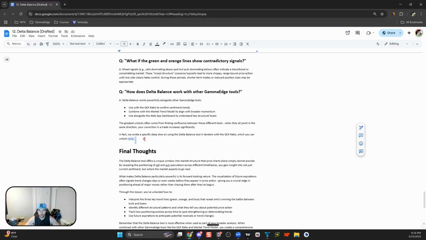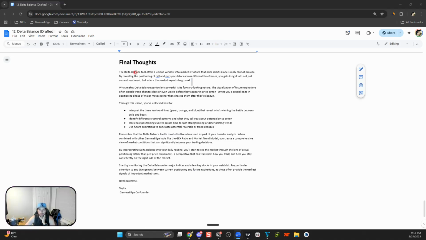And then to the extent you want to, we did another specific deep dive on pairing the delta balance tool with the GEX ratio. So final thoughts for you, the delta balance tool offers a unique window into market structure that price charts simply cannot provide you. By revealing the positioning of call and put speculators across different time frames, you gain insights into not just current sentiment, but where the market expects to go next. Again, said another way, we can analyze those future expirations to see where market participants are positioned, right?